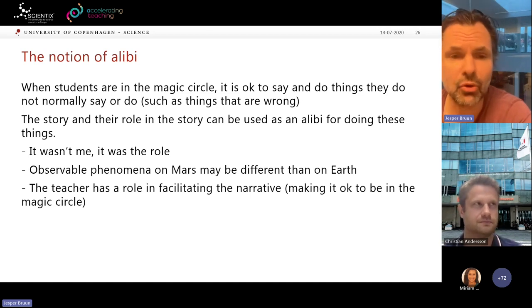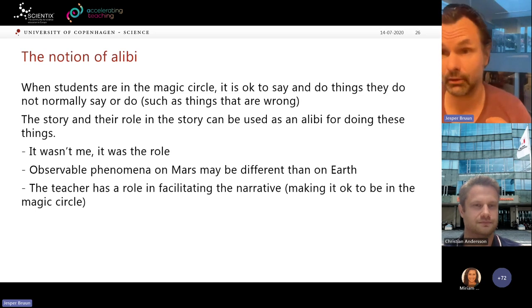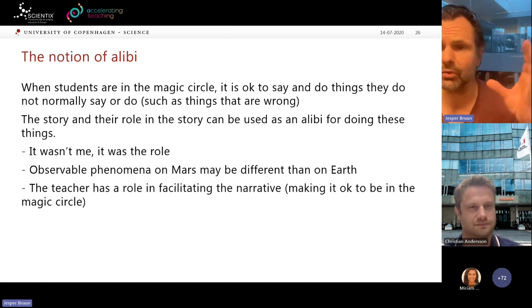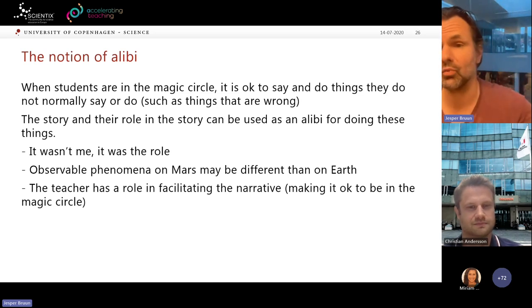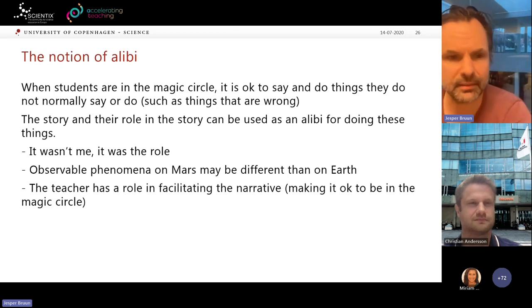The story and their role in the story can now be used, as I call it, as an alibi. It's okay that I'm doing this because it wasn't me that said the wrong thing. It was the role. This needs to be when they buy into the story. Also, we hear from the students that some of the observable phenomena on Mars may be different from Earth. So that gives them also some leeway. So just removing them from the normal setting of the classroom, where everything is given, there's always a correct answer to everything. Now it's a little bit more fuzzy, and now they feel they can provide something.